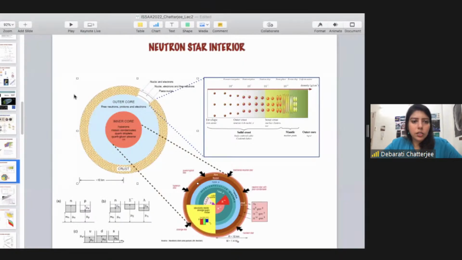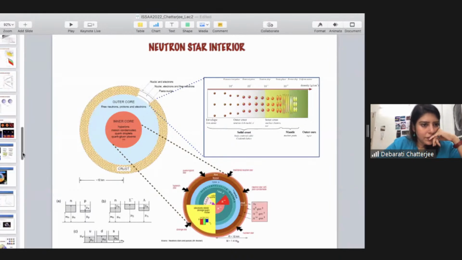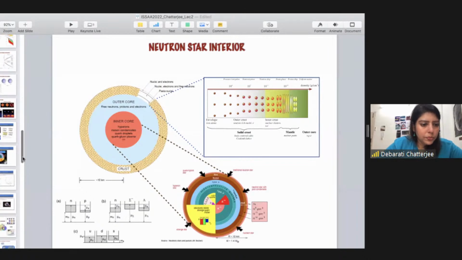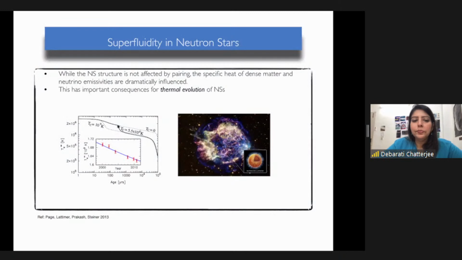I'm sorry. How can I minimize this? Okay, I'm not able to. All right. Let me find the figure. Yeah, so this was Cassiopeia.